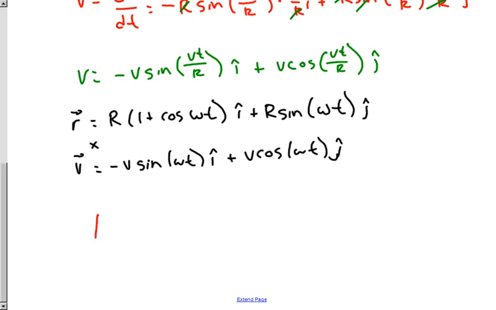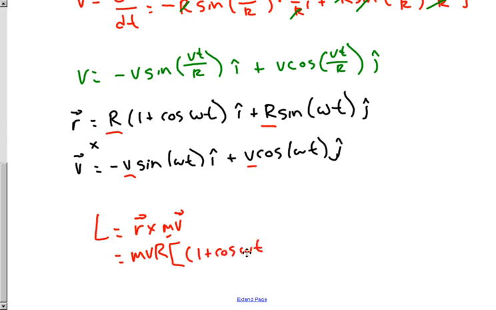So our angular momentum is r crossed with mv. So we end up getting this right here. It's equal to m times vr, and that comes from the v's here, here, the r's here, here, and the m, which was right here. mvr times the following cross product. We have 1 plus cosine omega t i hat plus sine omega t j hat, and we are crossing that with negative sine omega t i hat plus cosine omega t j hat.